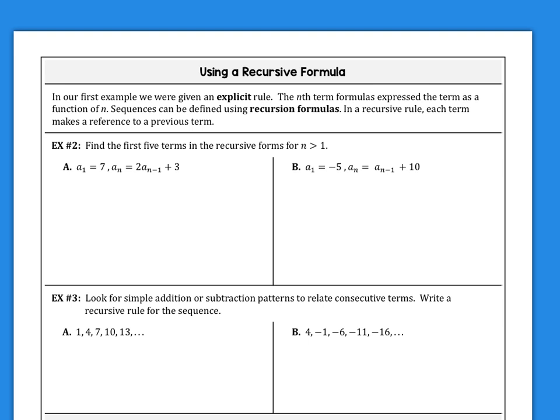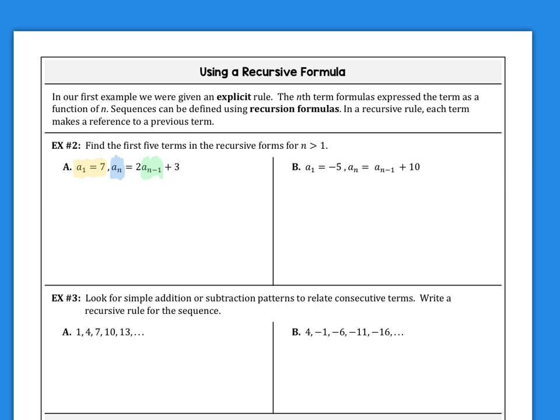So notice how in our problem, they tell us the first term, a sub 1, and then they say every other term after that is relative to it. So notice they have a sub n here, and then they are saying, well, it's 2 times a sub n minus 1 plus 3.